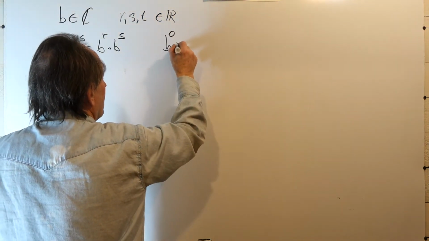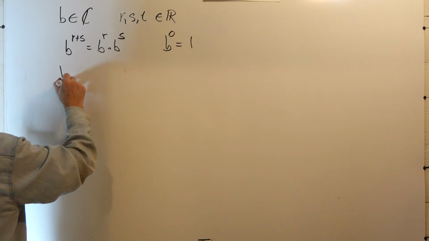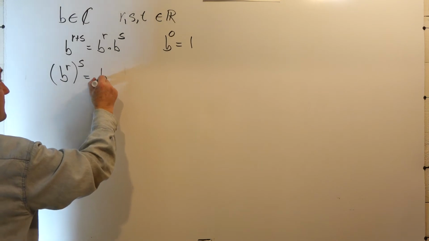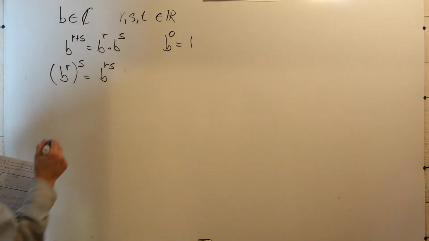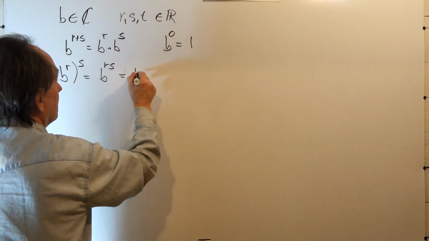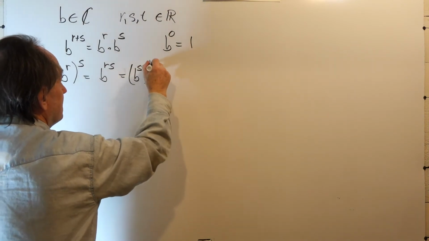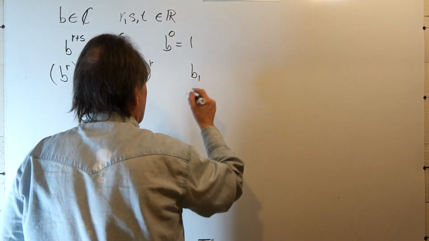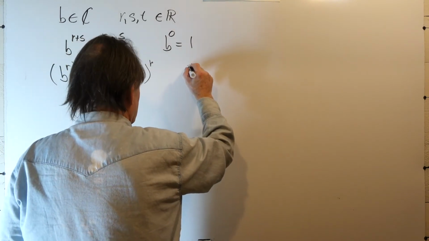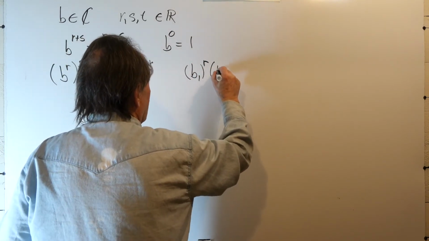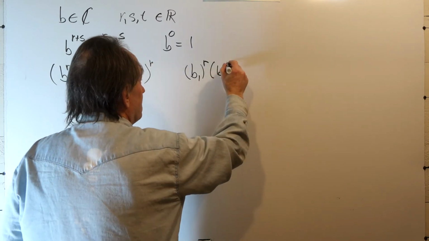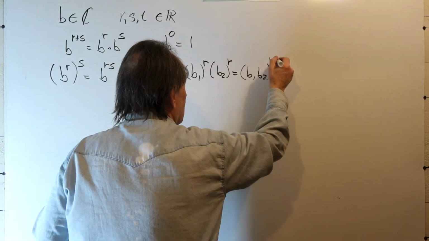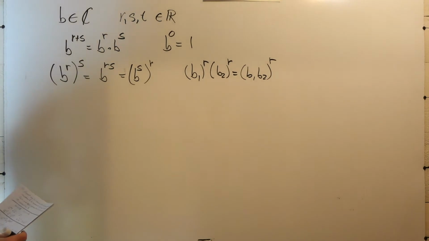b to the 0 power is 1. b to the r power raised to the s power, we just combine the powers, multiply them together, and we could rearrange them and represent this as b to the s to the r. We can swap the two powers. And also, if we have two complex numbers, b1, say, raised to the r power, and another complex number that's different than b1, raised to the same power, we can combine the bases in the following manner. So those are the properties of exponents that we'll use.